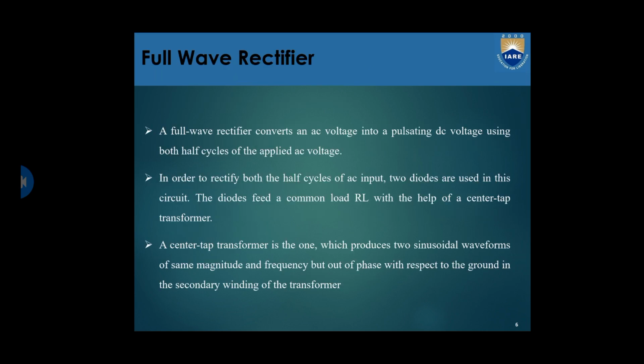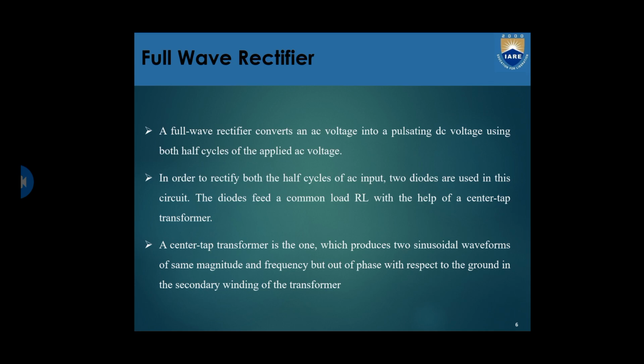Now, our topic is to discuss all these characteristics for the full wave rectifier. Let us see what the full wave rectifier means. A full wave rectifier converts an AC voltage into pulsating DC voltage using both half cycles of the applied AC voltage.